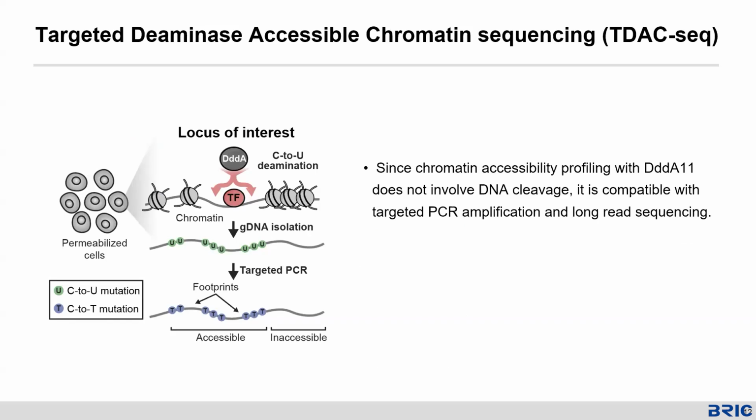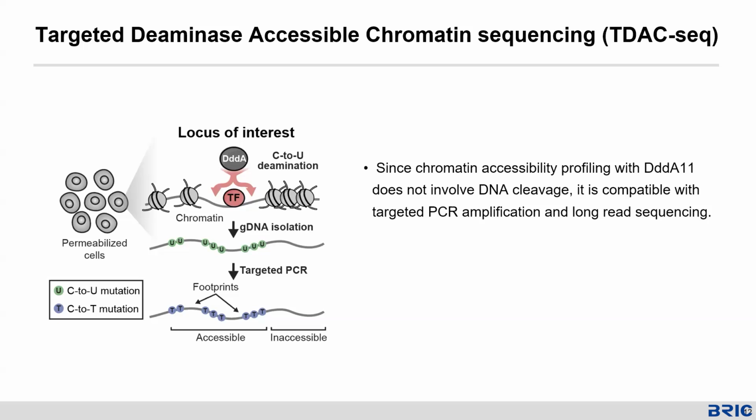Since chromatin accessibility profiling with DddA11 does not involve DNA cleavage, it is compatible with targeted PCR amplification and long-range sequencing. Therefore, if you're interested in chromatin accessibility at specific loci, instead of performing expensive whole genome sequencing, we can perform targeted PCR on DddA-treated genomic DNA and sequence the amplicons using long-read sequencing. So we named this technique targeted deaminase accessible chromatin sequencing, TDAC-seq for short.